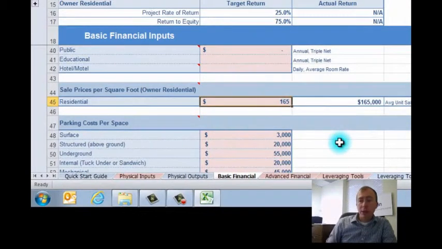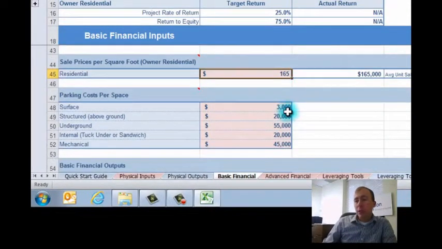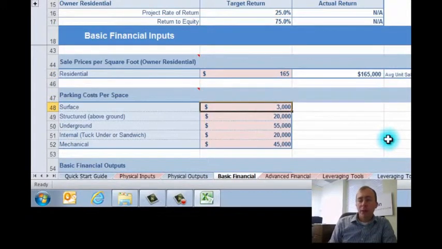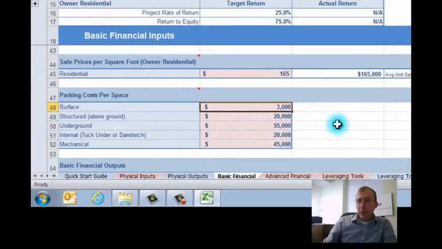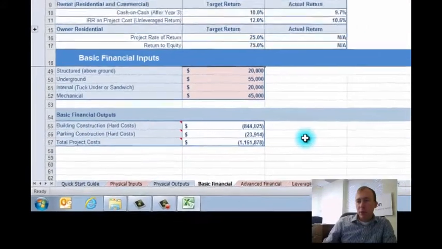We have sales prices per square foot. We've chosen this as a rental building, but if it was an owner building, we could put in a sales price. I've chosen $165 a square foot. That's where you'd plug that in here. You also need to plug in parking costs. Now, in our building prototype library, we've got national averages. We've got $3,000 for surface, $20,000 for structured, $55,000 for underground, etc. But you can absolutely fine-tune these to what you're finding in your community.